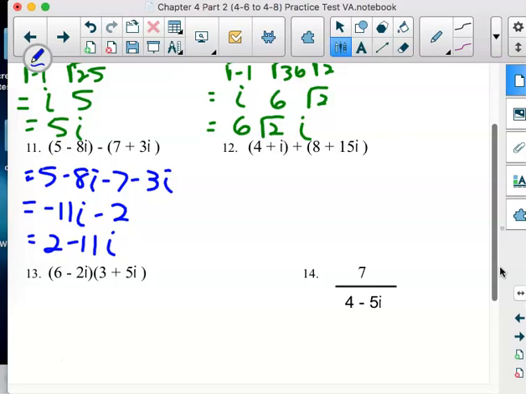Like so. Looking at 12. Is that add, subtract, multiply, or divide? Ooh, then that means we could just drop the parentheses. So what do we get?